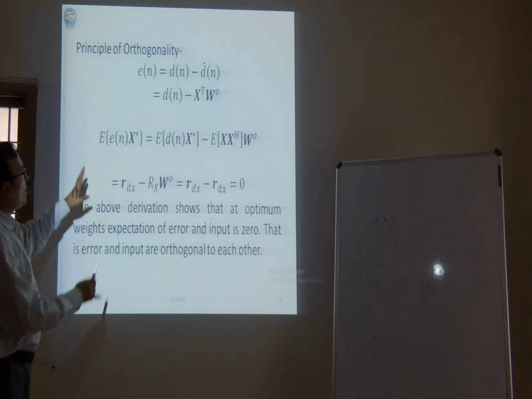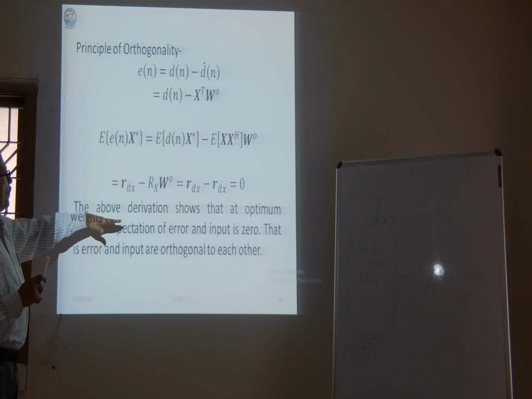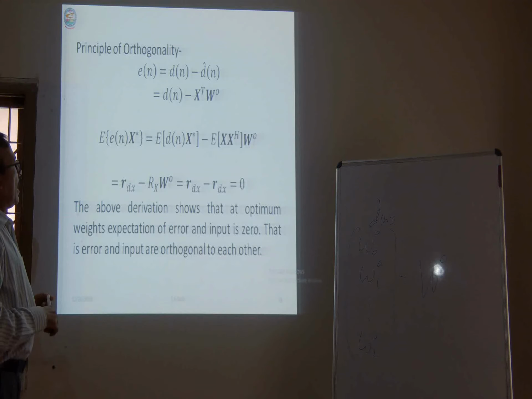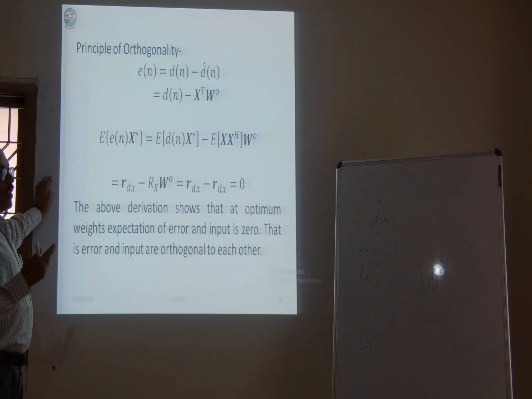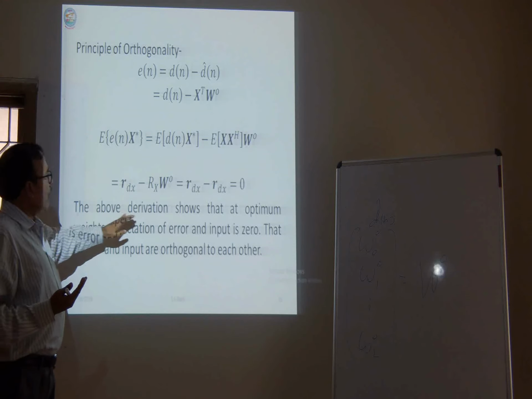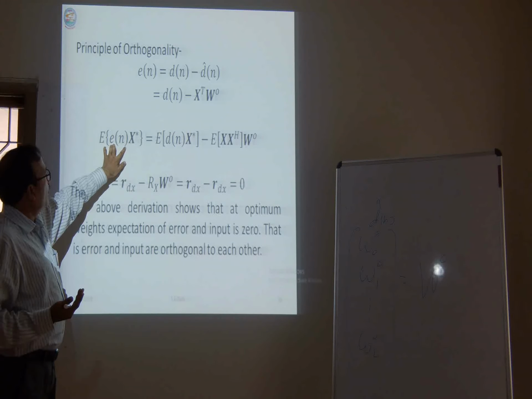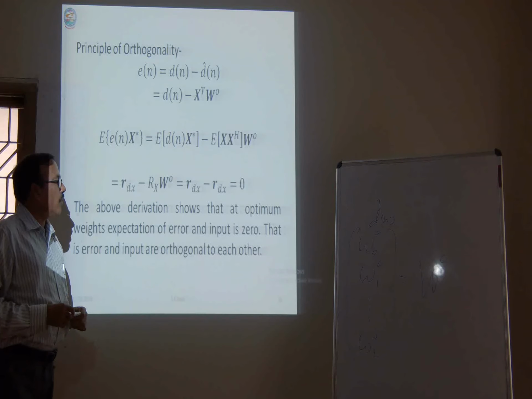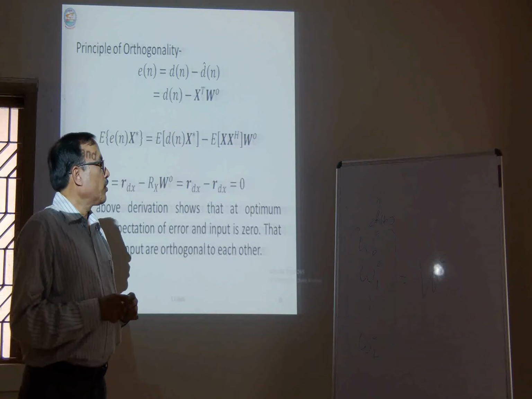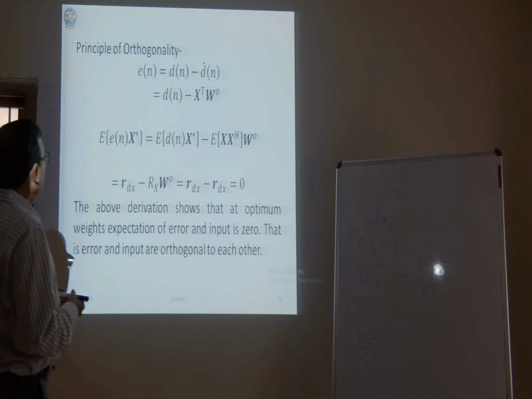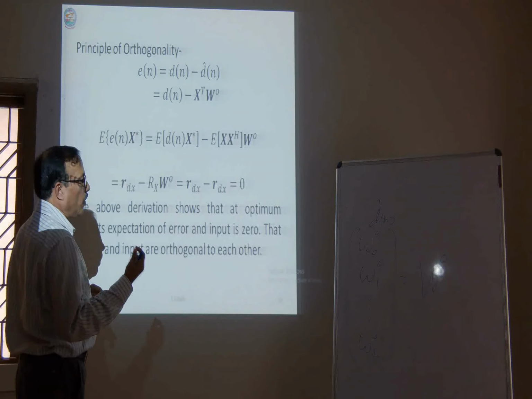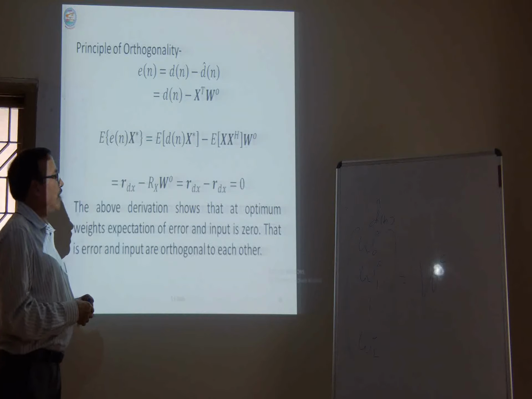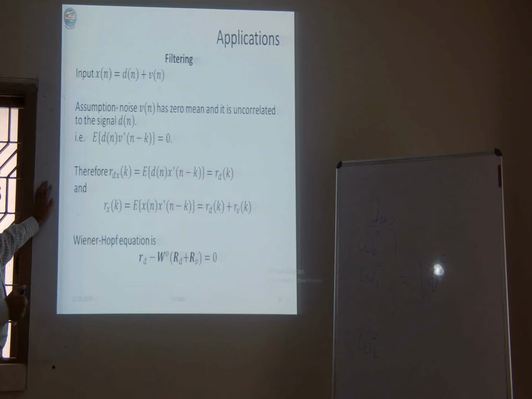So the above derivation shows that at the optimum weights, that means when w is equal to w0, the expectation of error and inputs is 0. That is, the error and inputs are orthogonal to each other. So that means the error and the input x are orthogonal to each other only at one point, that is the minimum mean square error.